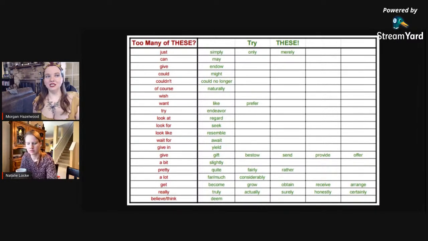But "just" is such an overused word, and there are so many other options you can use. But you don't want to sit at the thesaurus the entire time you're writing, so I understand that. Instead of the word "really," you might want to go with truly or actually or surely, honestly, certainly, obviously. These are all adverbs.